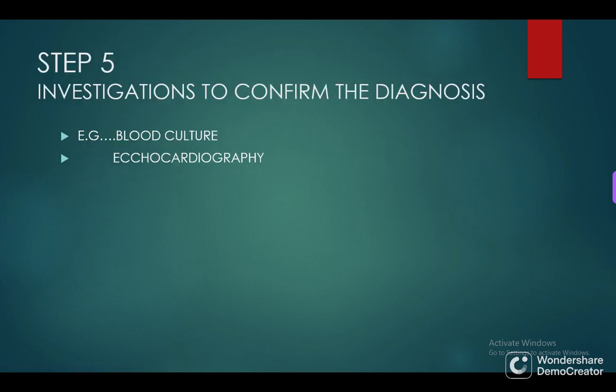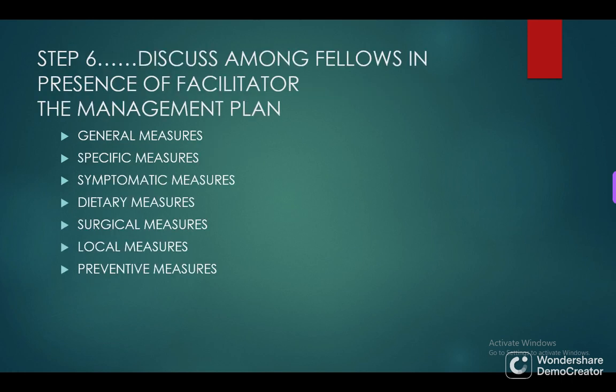Now this case can be remembered forever. But you have to definitely prove it. Prove it by blood culture and by echocardiography. These are major criteria, Duke's criteria. And step 6 is to discuss among fellows, your friends, in the presence of the facilitator. If the facilitator is not present, then one senior person who knows more than you becomes the facilitator.